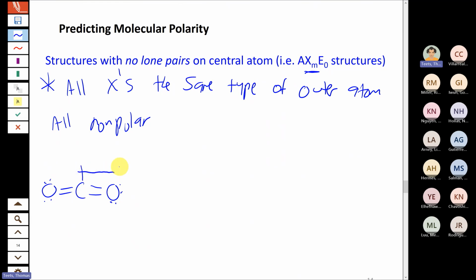Because you have a dipole going in this direction, but it's totally canceled out by the dipole going in the opposite direction. You can almost think of these dipoles like vectors if you're at all familiar with that.